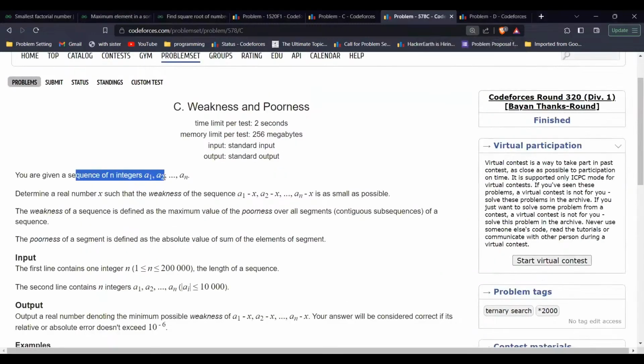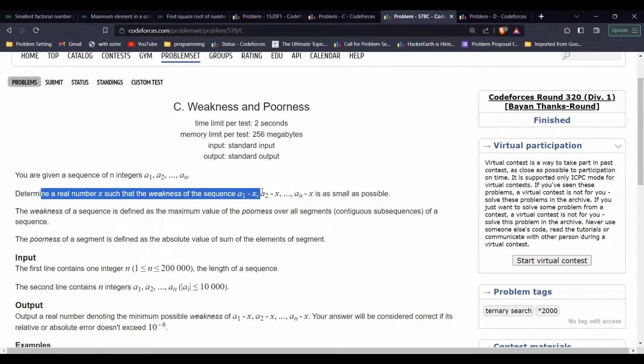In this problem, we are given a sequence of n integers a1 to an, and we have to determine a real number x such that the weakness of the sequence, that is a1 minus x, a2 minus x, and so on, each element decreased by x, is as small as possible. The weakness of the sequence is defined as the maximum value of the poorness over all the segments. So what is this poorness? The poorness of a segment is the absolute value of the sum of elements in the segment.